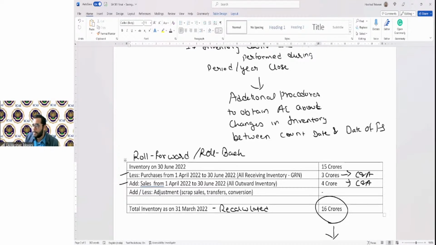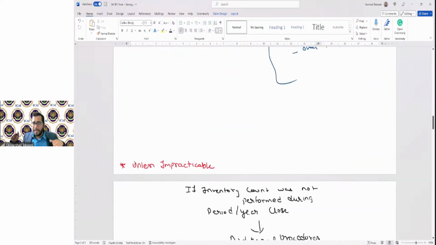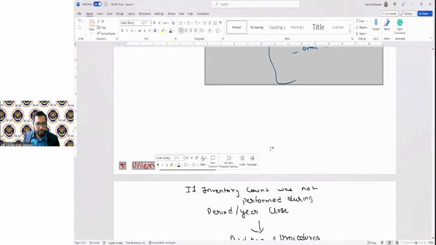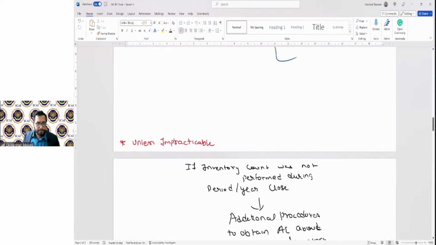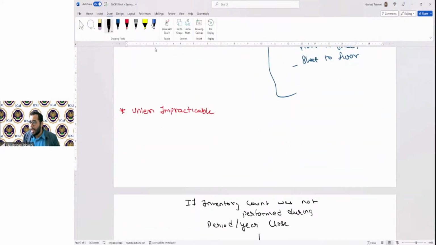Clear? Okay. Now, if I am not able to attend physical inventory count due to unforeseen circumstances, remember this particular point says I need to attend physical count, but what if this condition comes true? If you are not able to attend physical count, what if this star mark gets triggered? What will you do in that case? In that particular case, if I'm not able to attend physical count due to some unforeseen circumstances, I need to observe some other physical count.